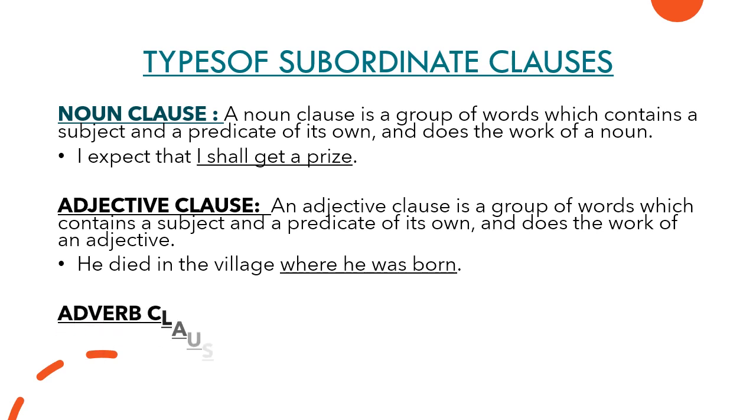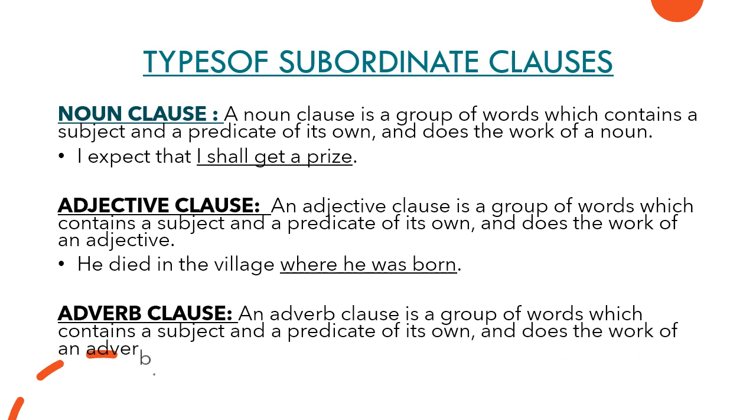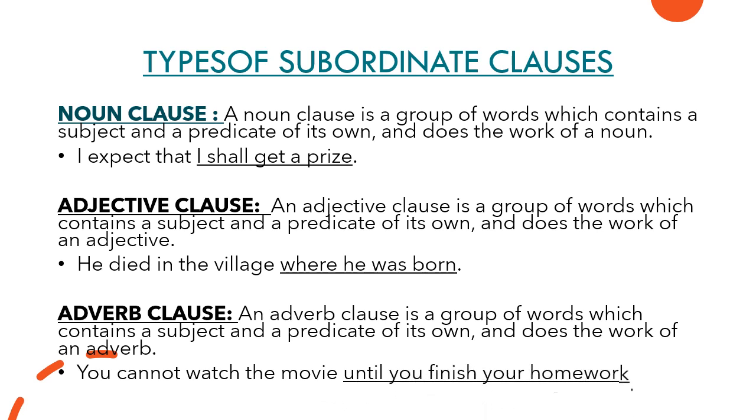Moving next, adverb clause. An adverb clause is a group of words which contains a subject and a predicate of its own and does the work of an adverb. So noun clause will do the work of noun, adjective clause will do the work of adjective, adverb clause will do the work of adverb. Example, you cannot watch the movie until you finish your homework. So that is an adverb clause. Clear to everyone? So I'll be moving to the next slide.